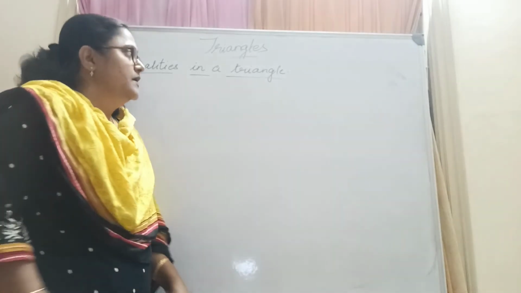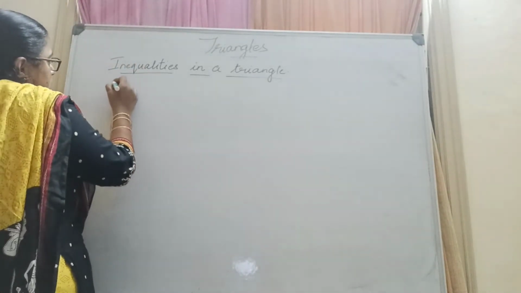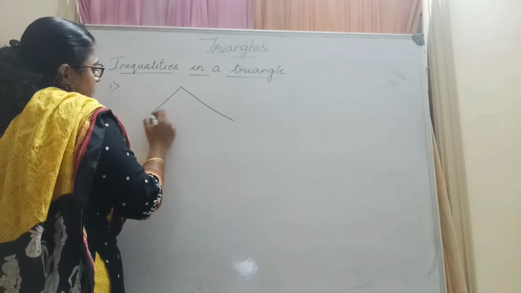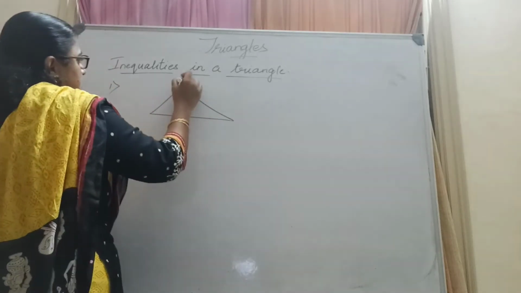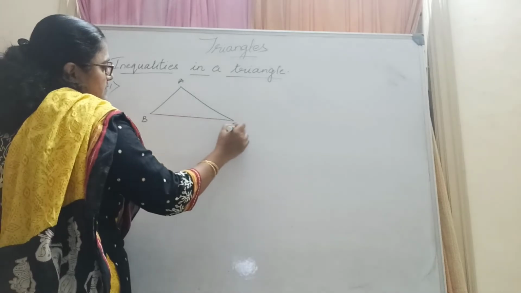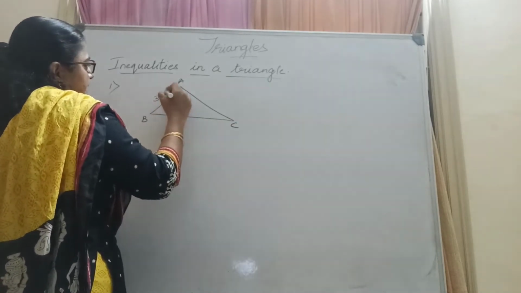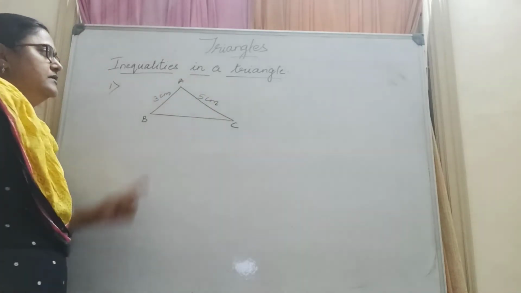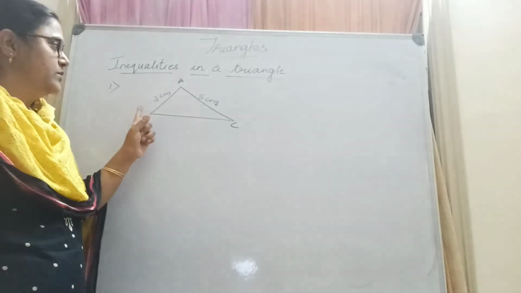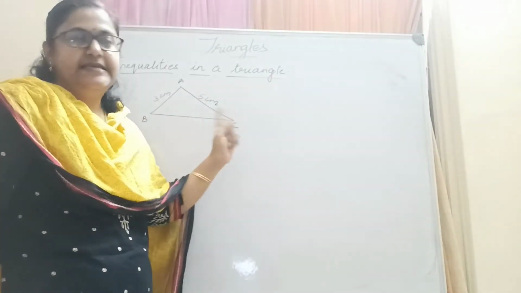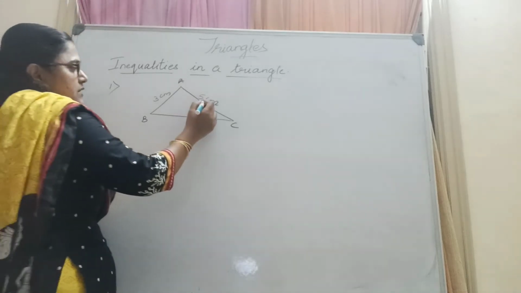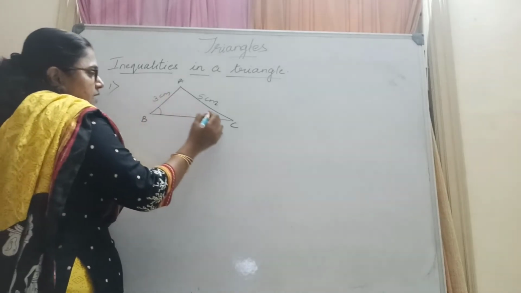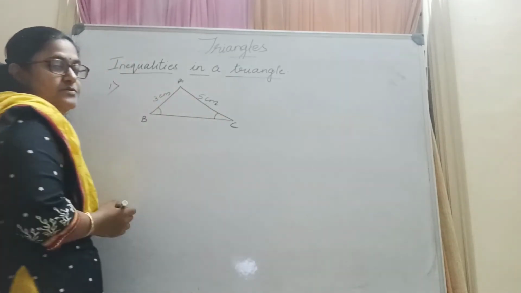Inequalities in a triangle. Now, the first inequality that you are going to learn about is, if in a triangle you have two unequal sides. So now I am going to compare side AB and side AC. They are unequal, right? According to the example, side AB is 3 cm and side AC is 5 cm. Now, the angle opposite to the greatest side will be the greatest. The angle opposite to the smallest side will be the smallest.